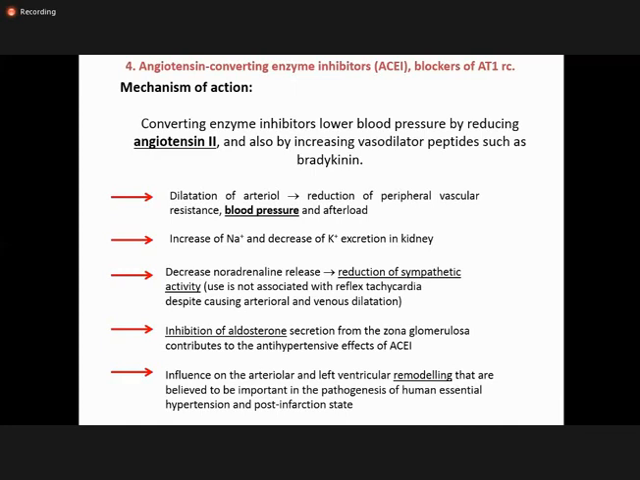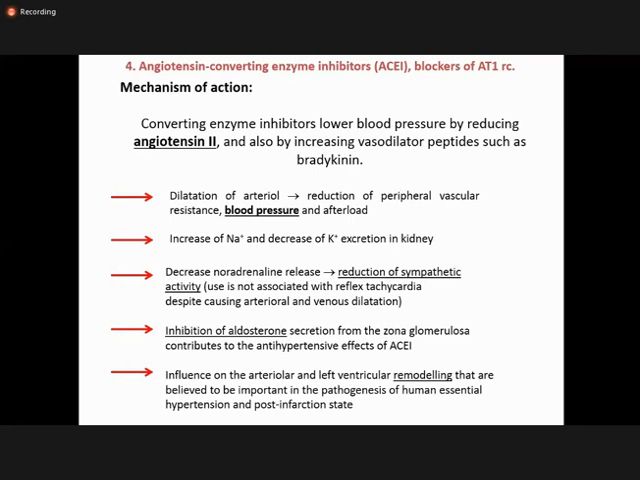Okay, it enhances the excretion of sodium. So when we enhance sodium excretion, water molecules will also move along with sodium, right? Potassium excretion decreases, so this will lead to a state called a hyperkalemic state. Decreased excretion may cause hyperkalemia, right? It also decreases noradrenaline release, so there is reduction of sympathetic activity. So use is not associated with reflex tachycardia. This is one of the important beneficial points despite causing arteriolar and venous dilatation.